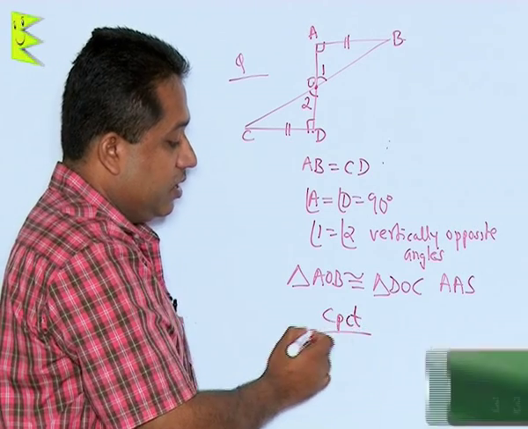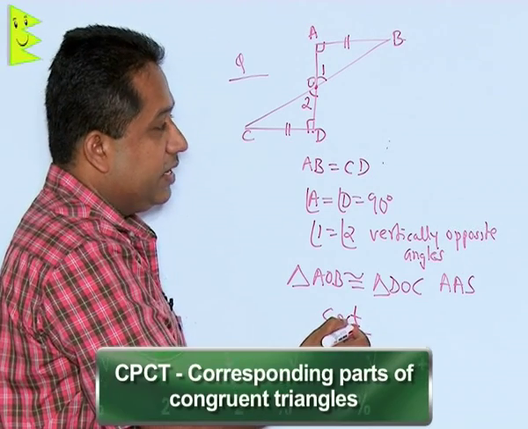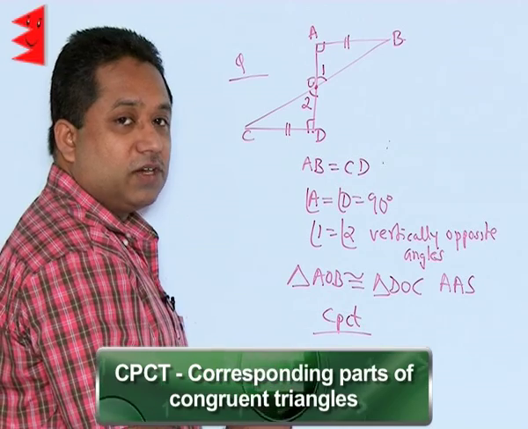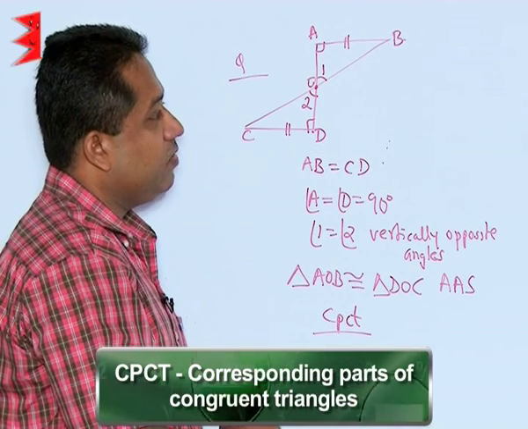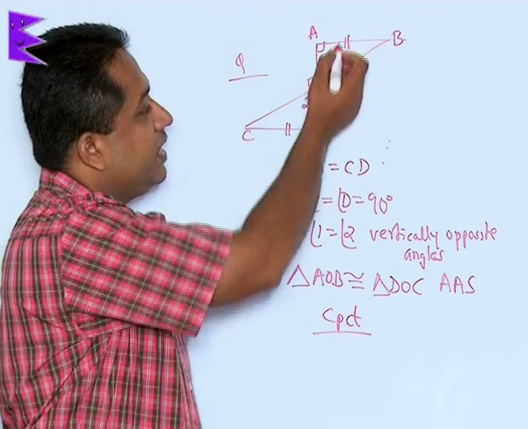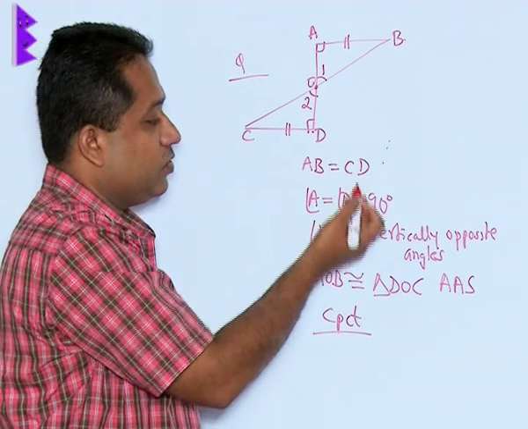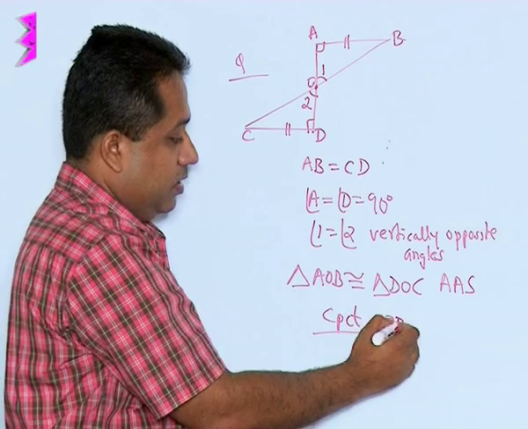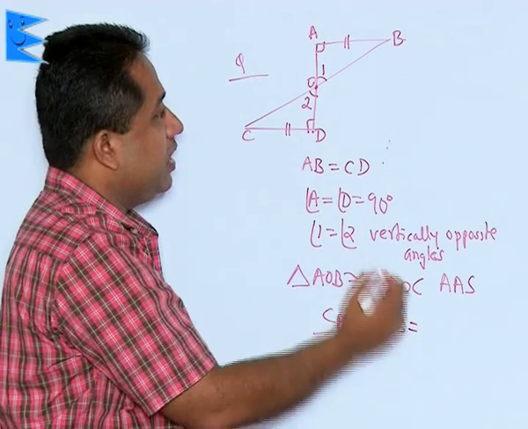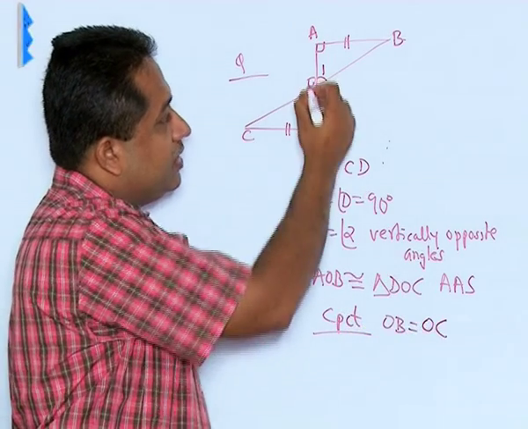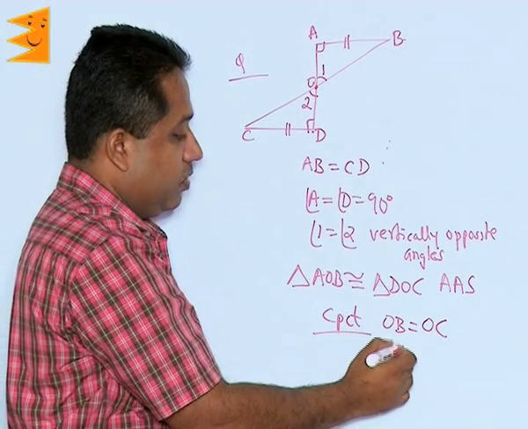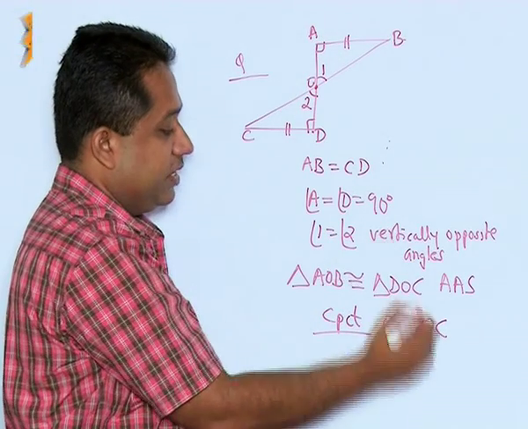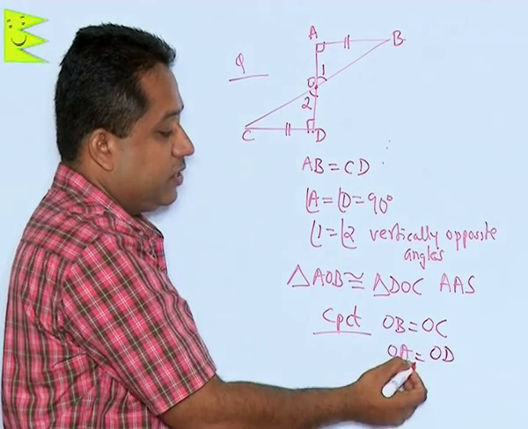And if the triangles are congruent, as I discussed before, by CPCT, that is corresponding parts of congruent triangles, all the other corresponding parts of these two congruent triangles are equal. Which implies that if AB and CD are equal, that was already given, the other sides, that is OB, will be equal to the corresponding part here, OC, and similarly OA will be equal to the corresponding part of this triangle, that is OD. We have two sides here.